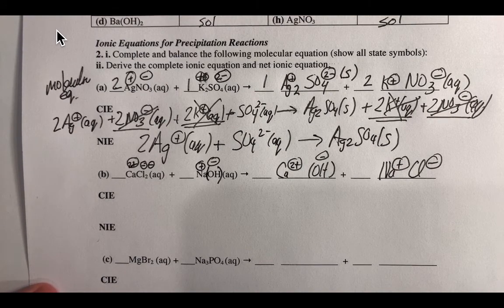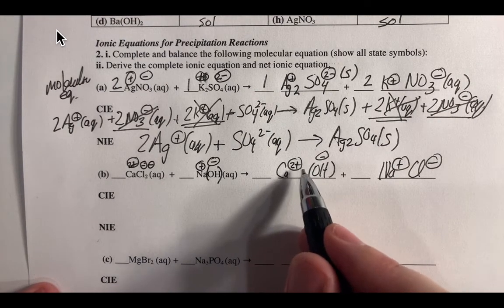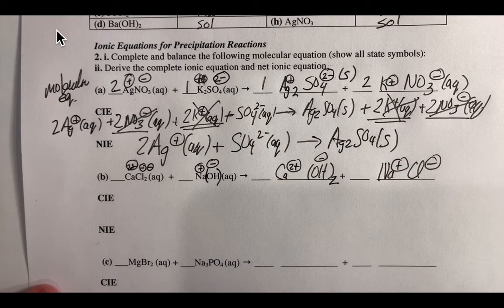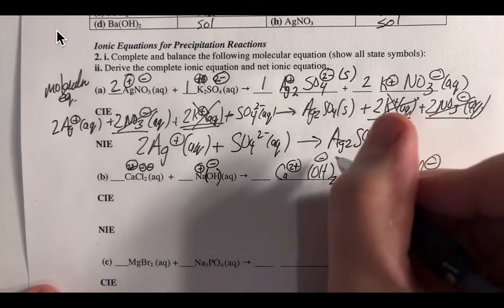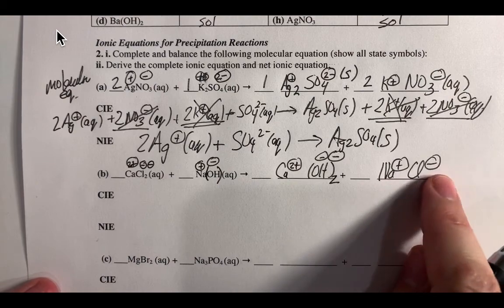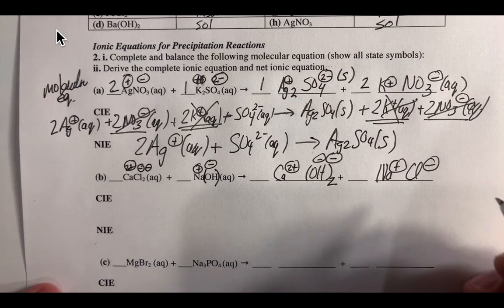Now we're going to see if we need to fix any of the formulas. In this one, calcium's 2 plus, hydroxide's 1 minus. So I'm going to have to double the amount of hydroxides to get my charge to be neutral. So Na plus, Cl minus, this one's good to go.